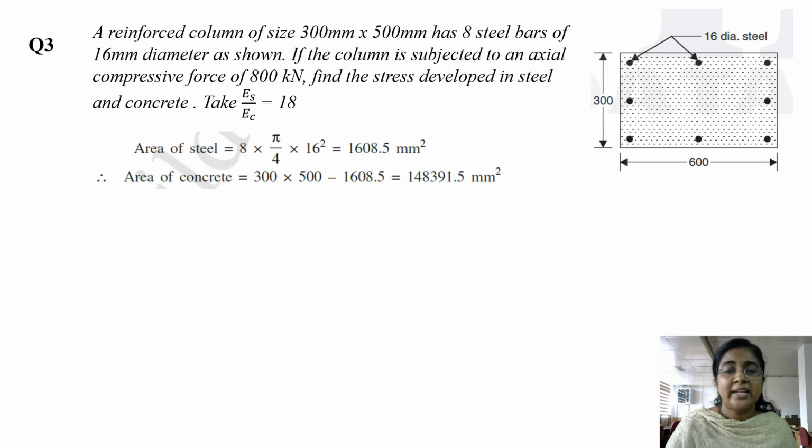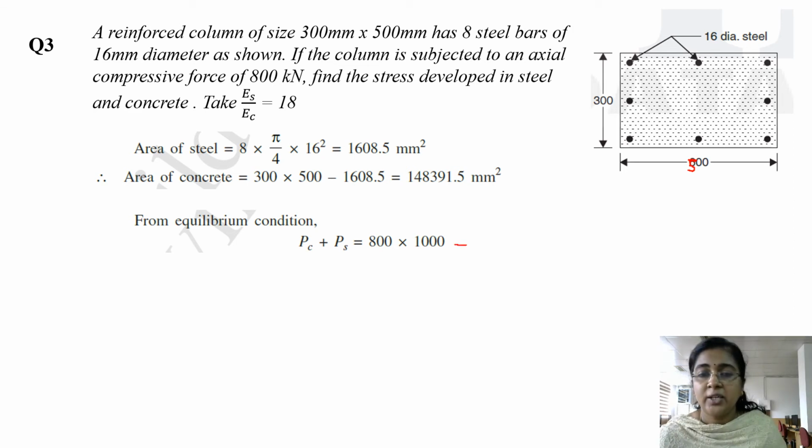First we can write the data given. Area of steel, there are 8 bars of diameter 16 mm, 8 into pi by 4 into 16 square, and area of concrete, that is area of rectangle minus area of steel, 300 into 500, that minus area of steel, that will give area of concrete. Now we can formulate the equilibrium equation. Total load taken by concrete plus steel is equal to 800 kilonewton. That is our first equation.